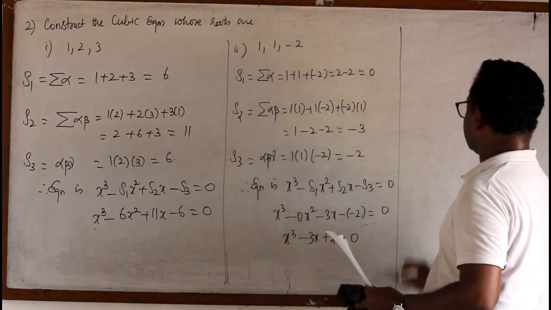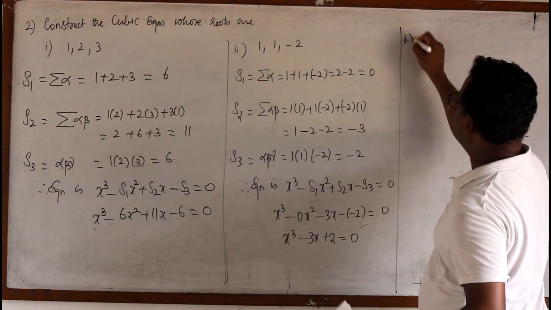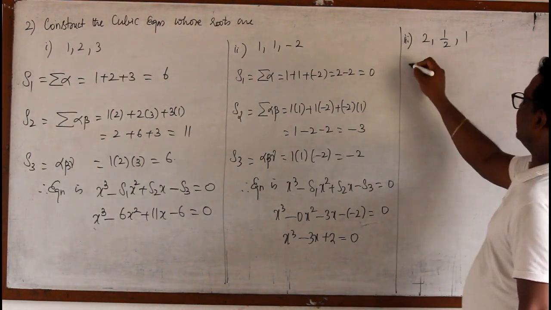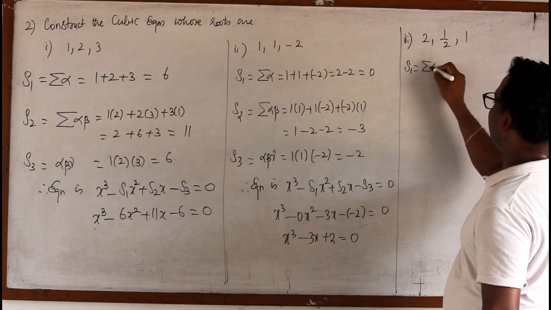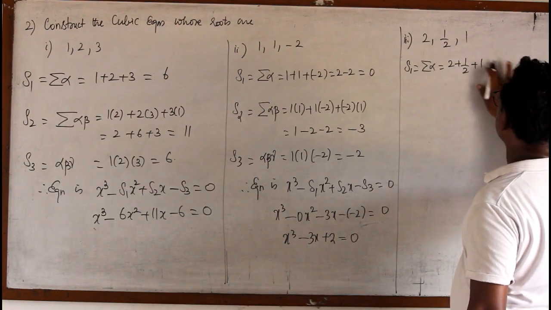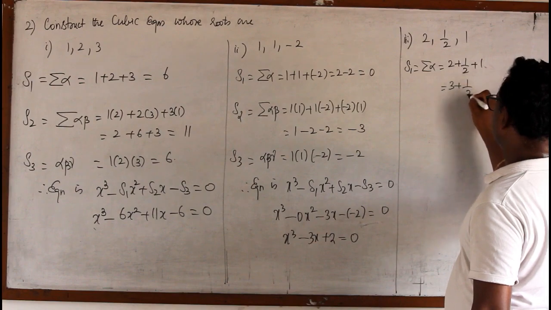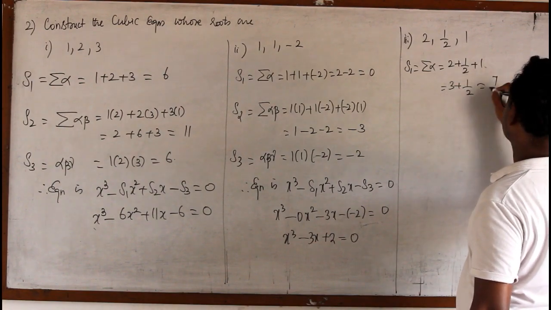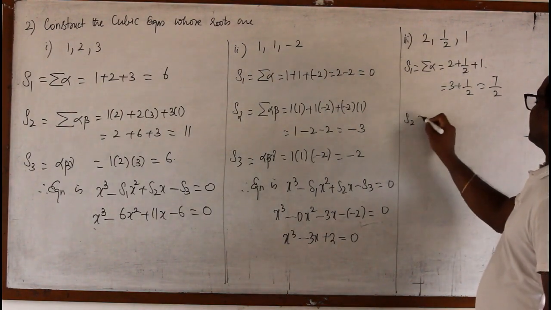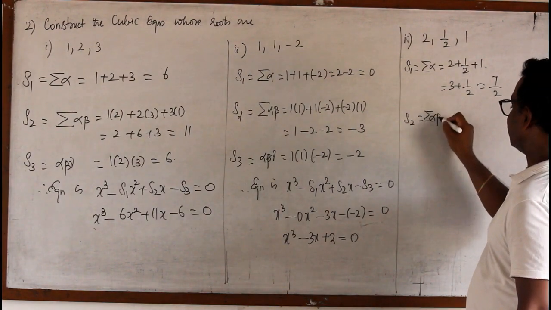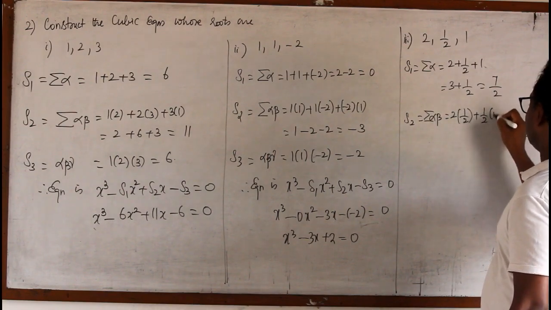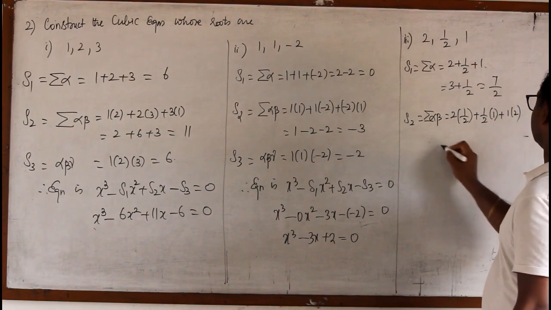Then, third one, if the roots are 2, 1 by 2, 1. S1 is sigma alpha, it is 2 plus 1 by 2 plus 1. That is 3 plus 1 by 2, 3 2s are 6, 6 plus 1, 7 by 2. Now, S2, the sum of the product of 2 elements. It is 2 into 1 by 2, 1 by 2 into 1, 1 into 2.